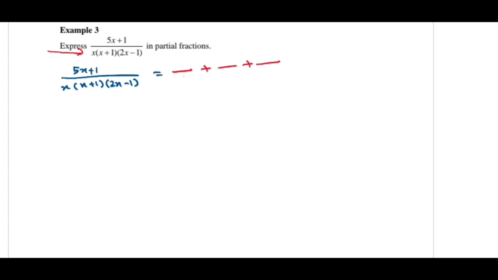What should be the first factor? Just write down the first factor, x. Next factor is x plus 1. Write down x plus 1. The last one is 2x minus 1. So just write 2x minus 1. And what should be on top of them? Remember, the numerator must be 1 degree less than the denominator. And all of our denominators are linear, so our numerator must not be linear. It must be 1 degree less than linear, so it is just constant. So the constants are just a, b, and c.